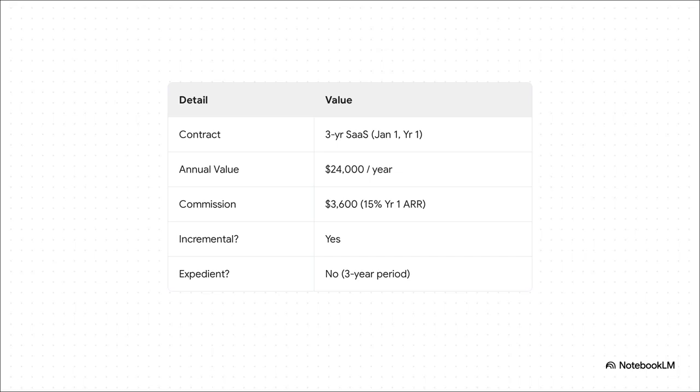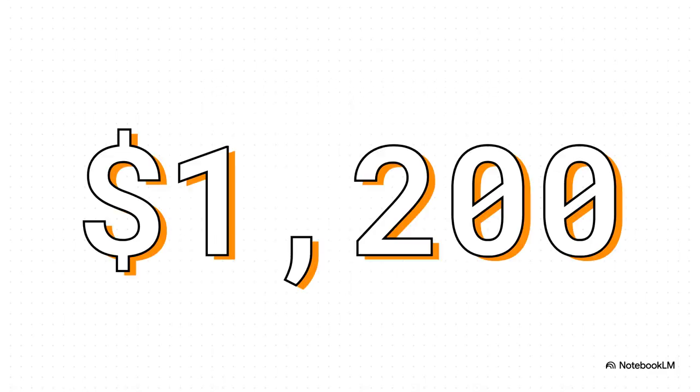Second question, can we just use the practical expedient here and expense it? No way. Why? Because the benefit period stretches across 3 full years. That is well over the 1-year threshold you need to use that expedient. Therefore, on January 1st, we literally have no choice but to capitalize that entire $3,600 as an asset on the balance sheet. So, what does the periodic journal entry actually look like? It's pretty straightforward math.